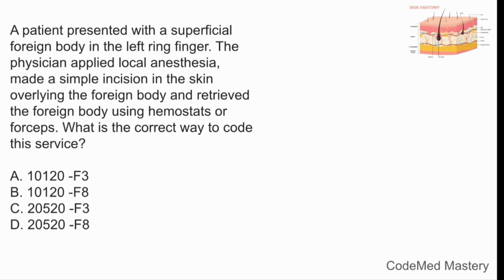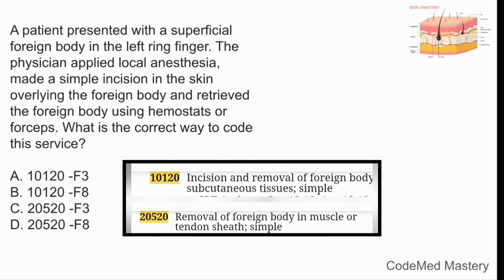Let us start with the first question. We'll check the options first. That is option A and B 10120 and option C and D 20520. The code 10120 is for incision and removal of foreign body, subcutaneous tissues, simple, and 20520 is for removal of foreign body in muscle or tendon sheath, simple.